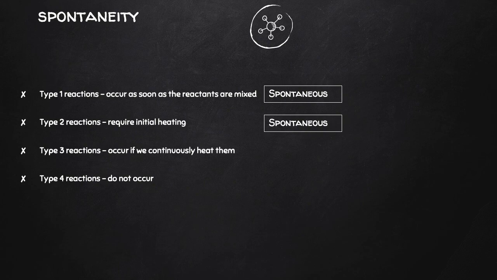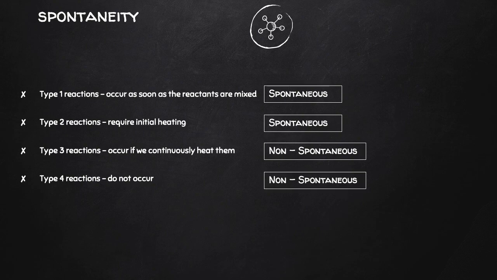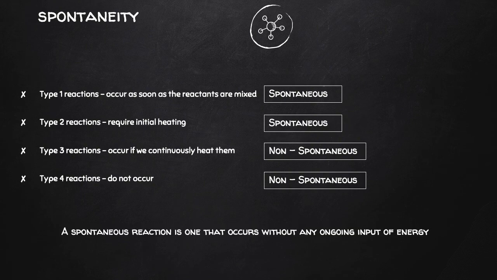Type 3 reactions occur only if we continuously apply energy and heat them to get them to completion. That would be non-spontaneous. And obviously, if the reaction doesn't occur at all, that's going to be non-spontaneous as well. So our definition that we want to get down here for a spontaneous reaction is one that occurs without any ongoing input of energy. Despite this type 2 requiring a bit of an initial kick to get going, we'd still classify that as spontaneous because we don't have to keep applying any energy for it to go to completion or for it to continue. So that would be spontaneous.